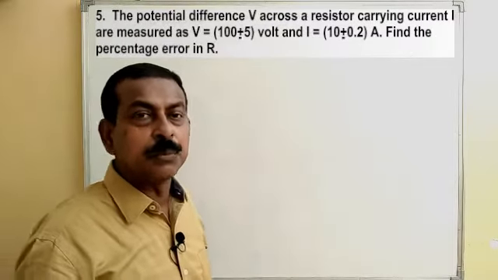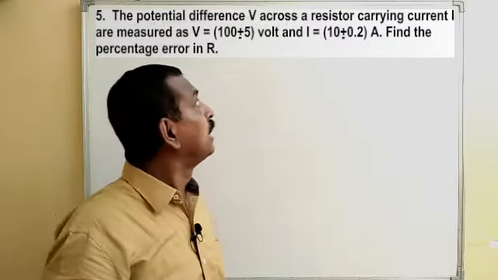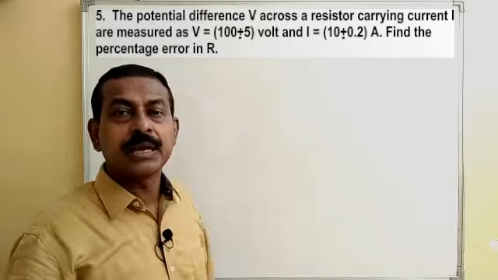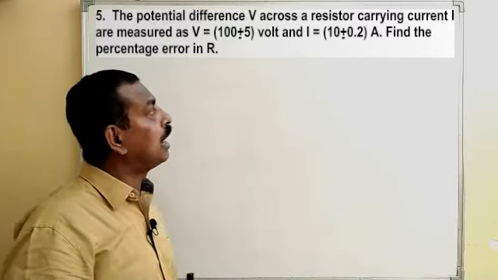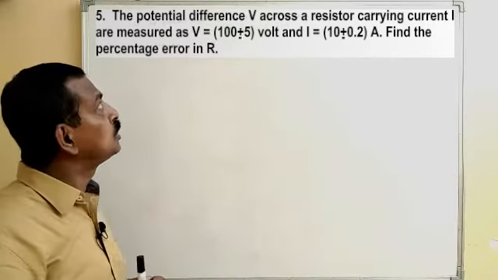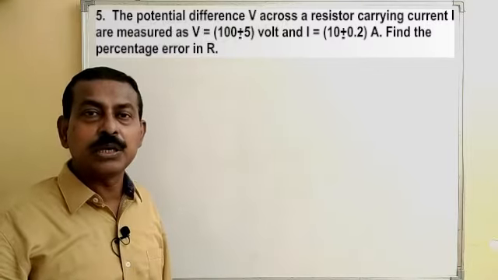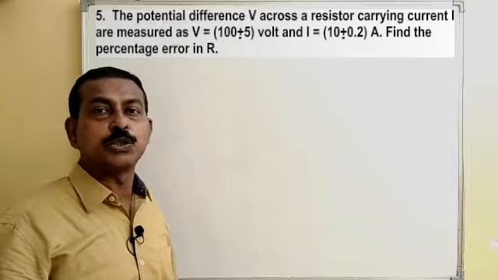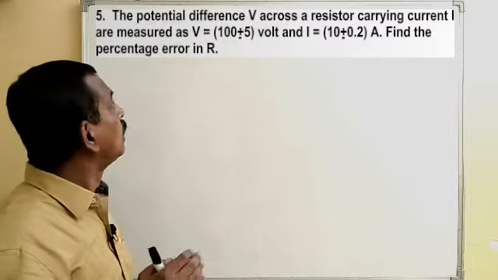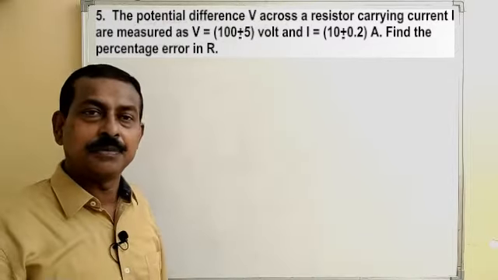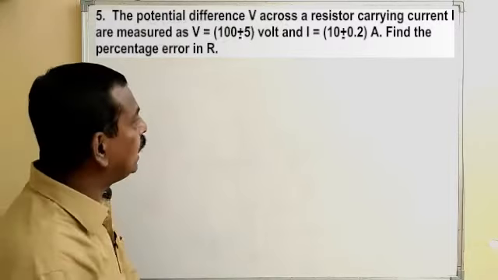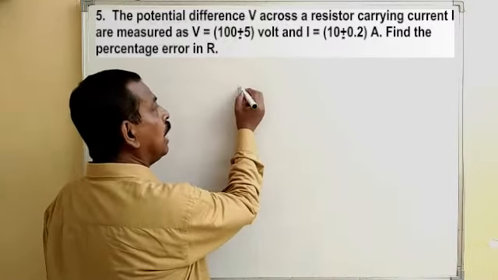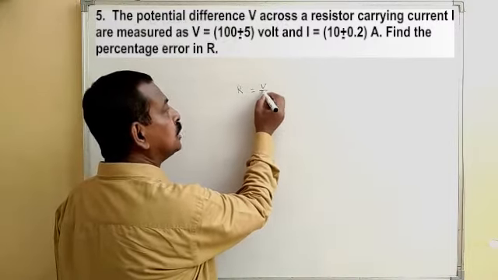Next question, the potential difference V across a resistor carrying current I are measured as V equals 100 plus minus 5 volt and I equals 10 plus minus 0.2 ampere. Find the percentage error in R. Now you know that R is given as V by I.